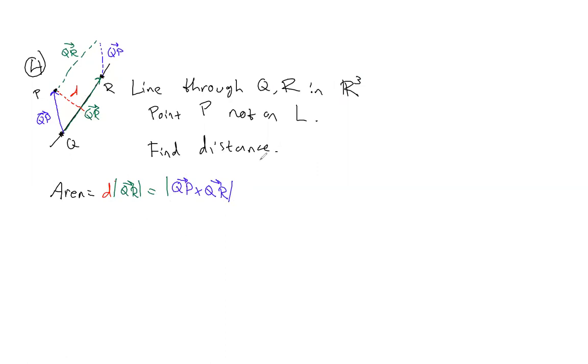Okay, well now it's quite easy. We can see what's going to happen at this point. The distance is just the magnitude of QP cross QR over the magnitude of QR.